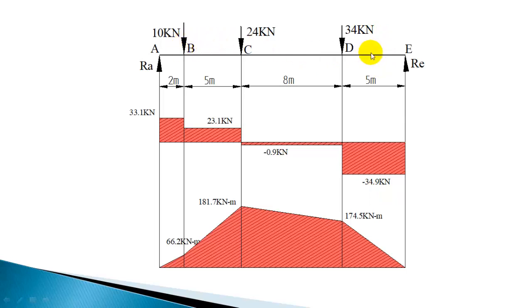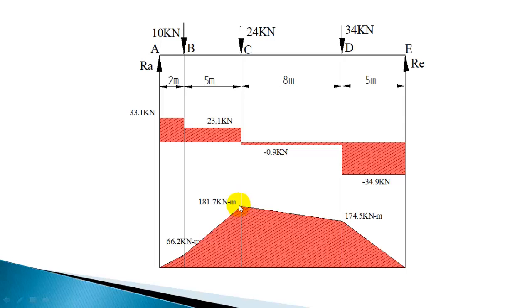Now to draw the bending moment diagram, we know that at either end the bending moment is 0, and we have calculated it at B, C and D. So you mark those points: 66.2, 181.7 and 174.5. Proportionally you can mark them; 181.7 should be greater than 174.5. Proportionately you mark these points.